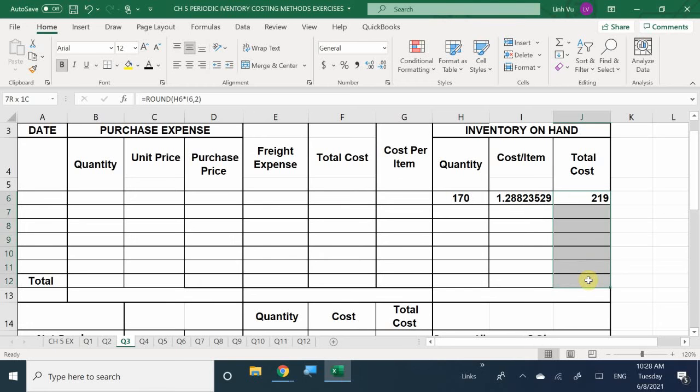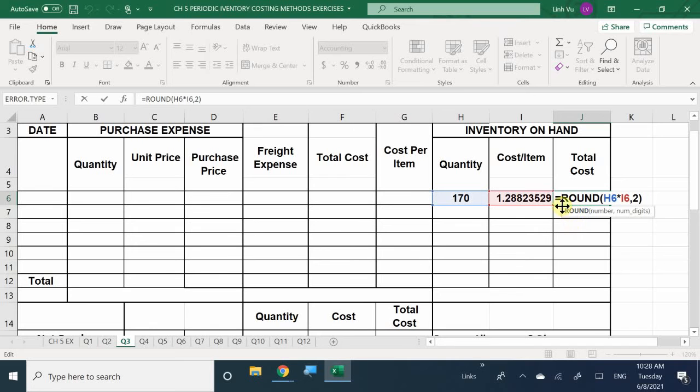Can you do that formula again? Okay. So you multiplied the 170 by the 1.288235 29. Yes, I multiplied. 219. So 170 times the one. Do you put the point in? Yes. 1.28823529 equals 219 when you round it off.